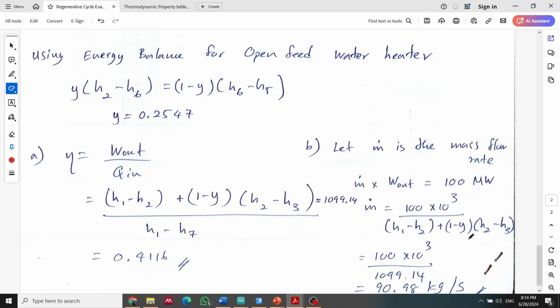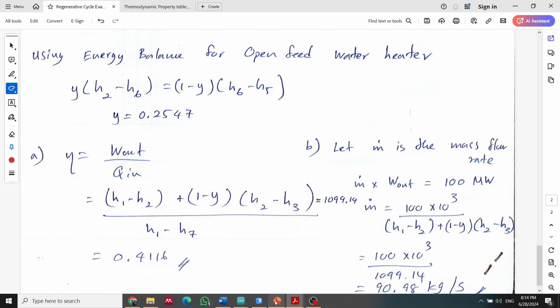So this is the W out, and the W out is 1099.14. Then if you substitute that value, you get 90.98 kilograms per second. That means per second there will be 90.98 kilograms passing into the first set of turbine, right? So that's how we can work on this equation.